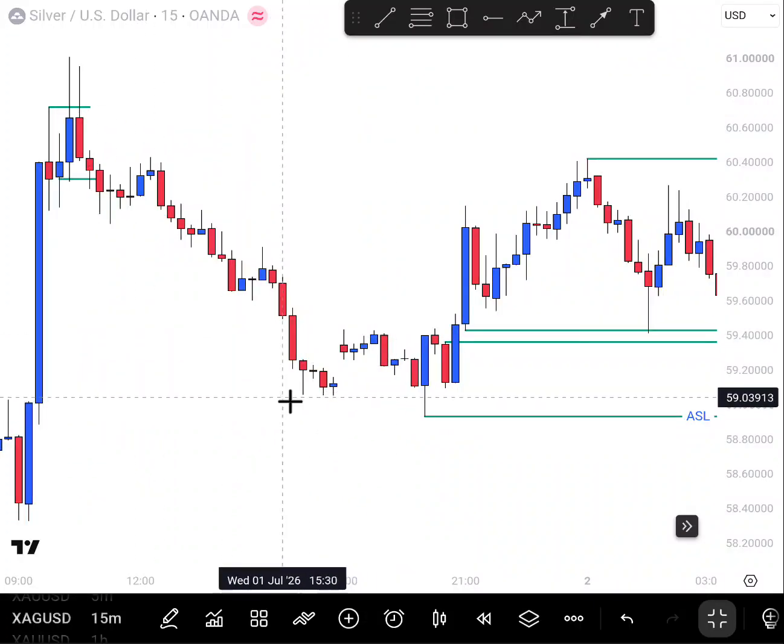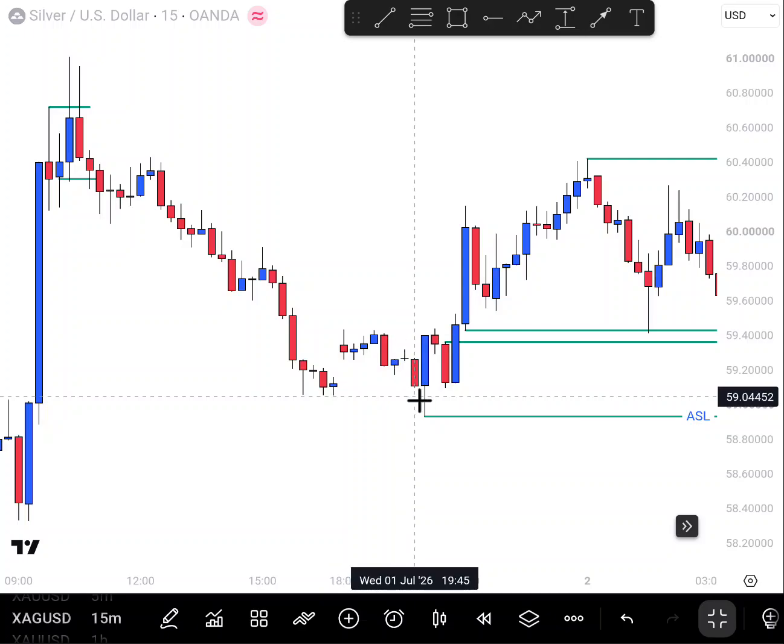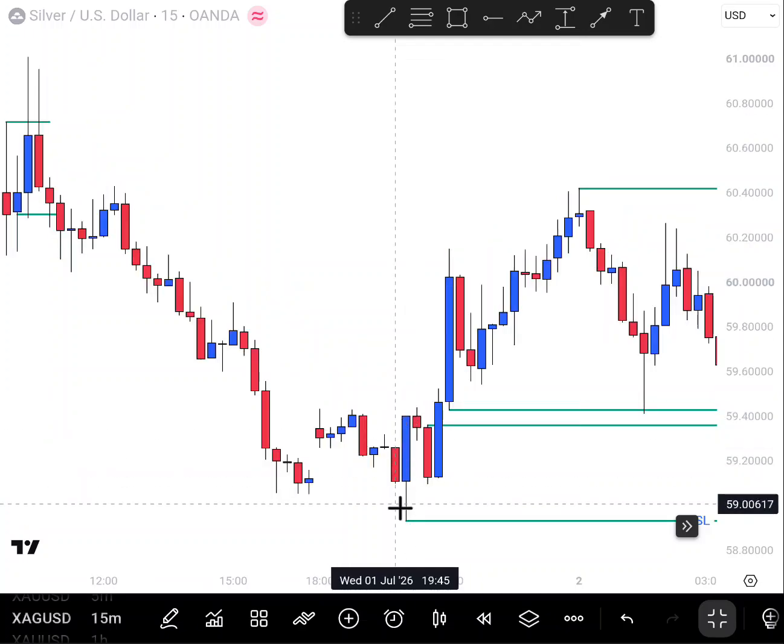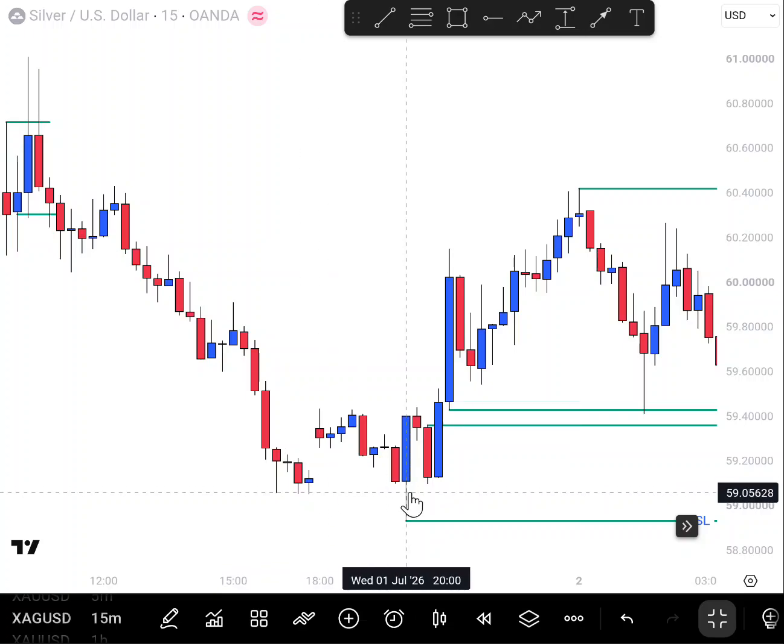After that, we had price take out sell side liquidity. Here you can see that we had it take out sell side liquidity here. So it established a new swing low. This was an intermediate term swing low. That is how I identify my range.